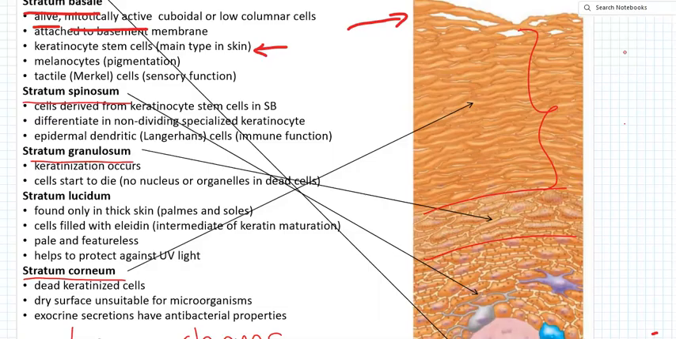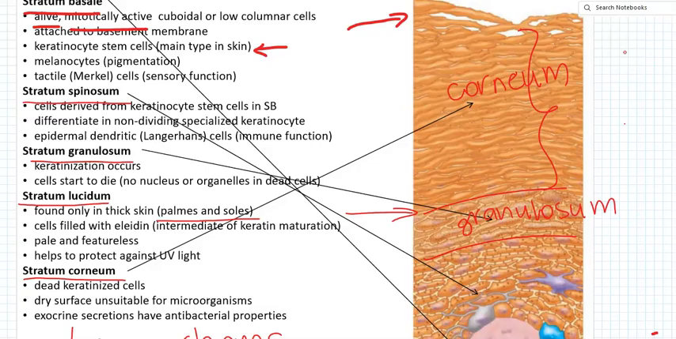In the thick skin, which, remember, palms and soles, this is where you're going to find an extra layer. This extra layer, called stratum lucidum, is located between stratum granulosum and stratum corneum. Does that make sense right now? So all skin, 4 layers guaranteed. Thick skin, an extra layer between the granulosum and corneum.